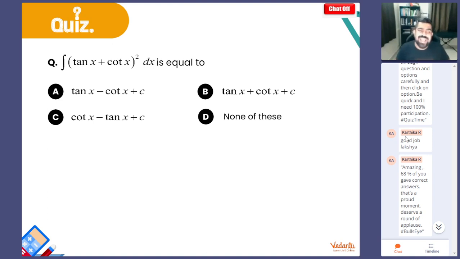So you have tan square x plus cot square x plus 2 tan x cot x when you expand this. Correct now? A plus b whole square, guys. A plus b whole square is what? A square plus b square plus 2ab. So tan square x plus cot square x plus 2 tan x cot x. Then you see what's happening. You will see something nice happening. Okay. So try doing that.